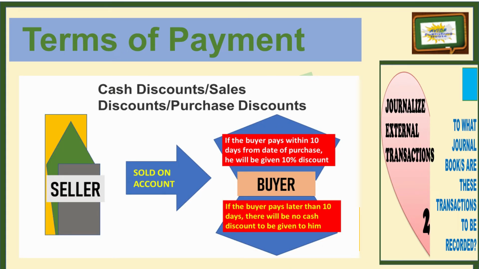So, this is the illustration of the terms of payment. So, yung seller sold an account. Now, this buyer was given a discount. If she pays within 10 days, if that is the term of the discount, then he will be given 10% discount. If he pays within 10 days, then his accounts payable will be reduced. If he does not pay within 10 days, then there will be no cash discount given to him.